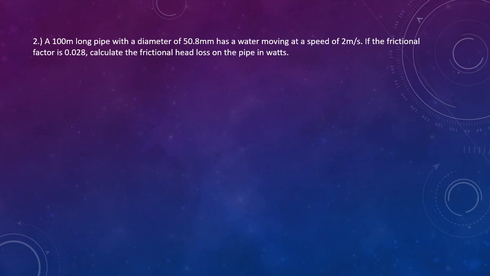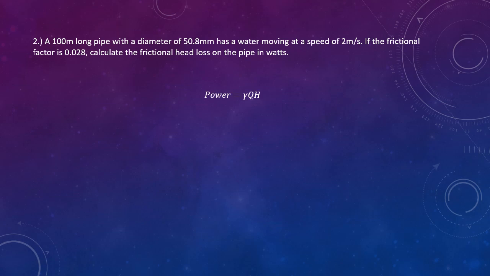A 100-meter long pipe with a diameter of 50.8 millimeters has water moving at a speed of 2 meters per second. If the friction factor is 0.028, calculate the frictional head loss on the pipe in watts. We need to solve for power in watts. And power is equal to gamma QH.